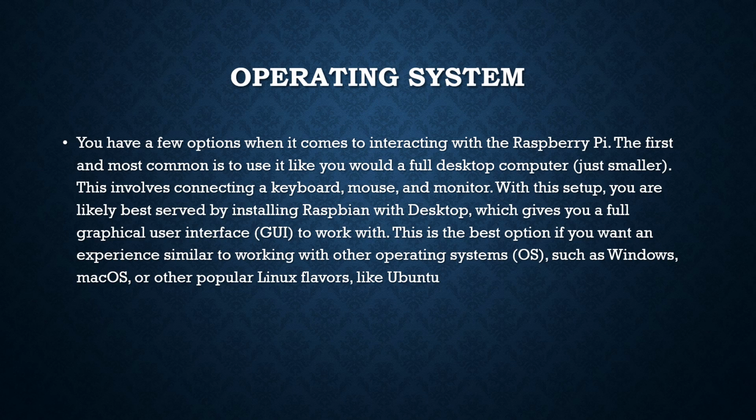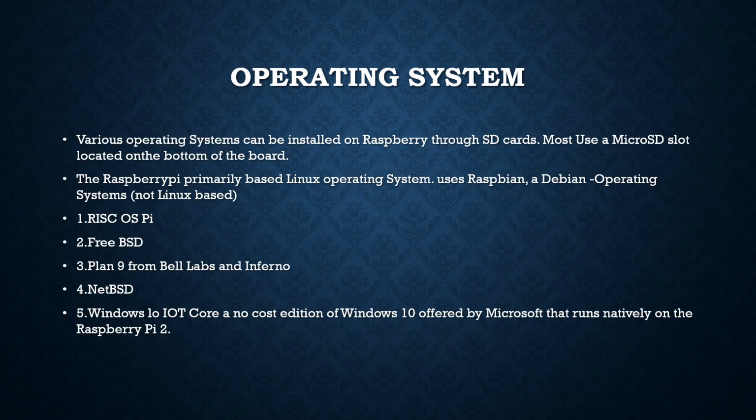This is the best option if you want an experience similar to working with other operating systems such as Windows, Mac OS, or other popular Linux flavors like Ubuntu. The various operating systems can be installed on a Raspberry Pi through an SD card. Most use the micro SD slot located on the bottom of the board. The Raspberry Pi primarily uses a Linux based operating system, Raspbian, which is based on Debian.